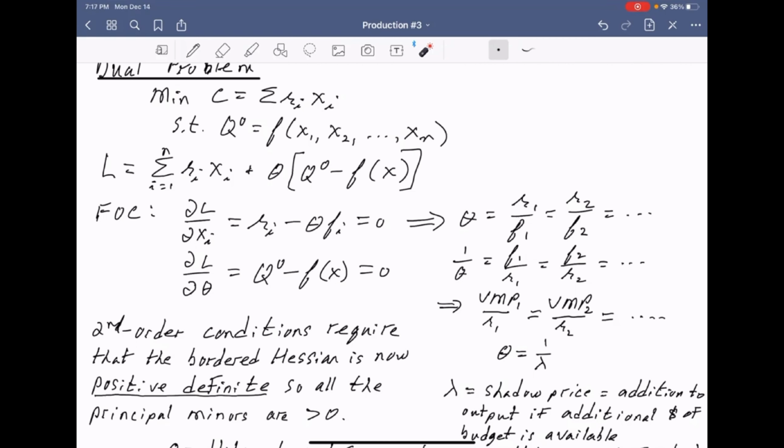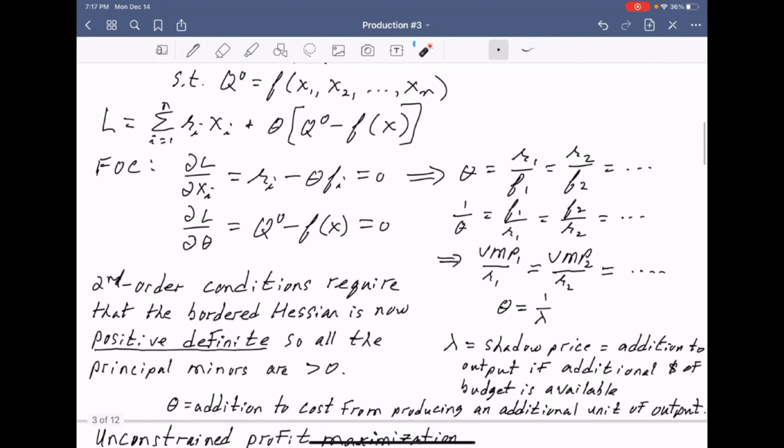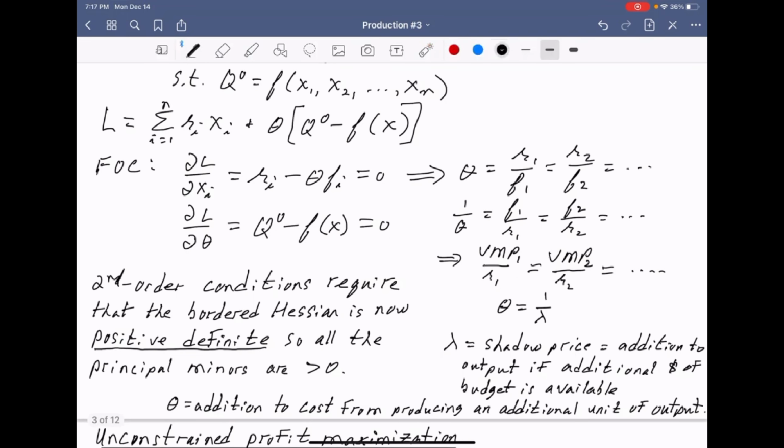Multiply the tops here, the marginal products, by P, the output price, and we get the value of the marginal product of 1 divided by R1, input price R1, is equal to the value of the marginal product of 2 divided by R2. And notice that we get this result here where theta is 1 over lambda.